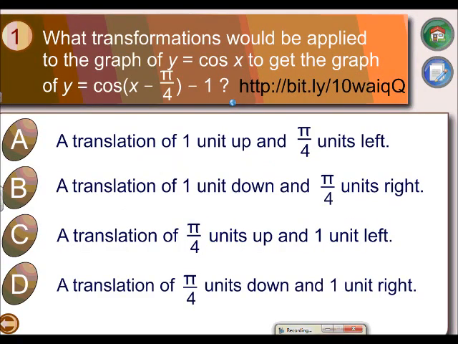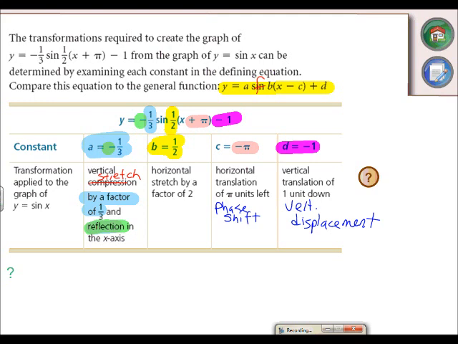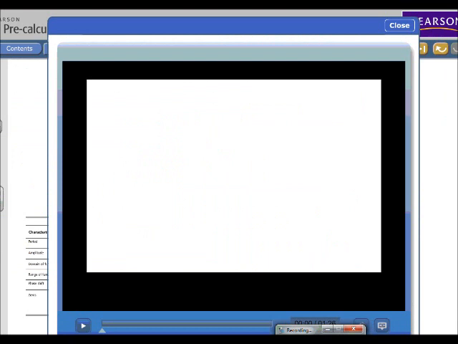And there's your bit.ly link. What transformation would be applied to this to get to there? So identify your transformations. So let's look at the process of graphing this. If you had to graph this, we're going to go through the step-by-step play. Work left to right and apply each one of those parameters, A, B, C, and D, in that order. I'll let the lady talk to you about it. And here she is, waiting for you.